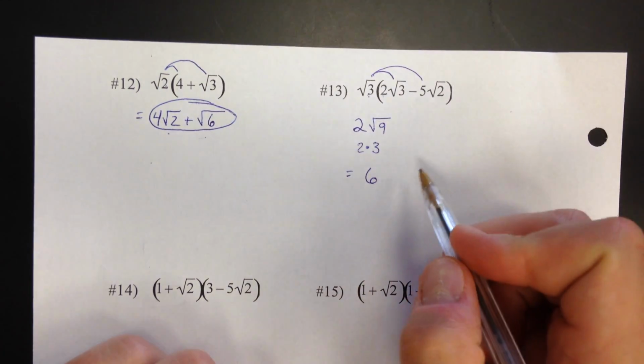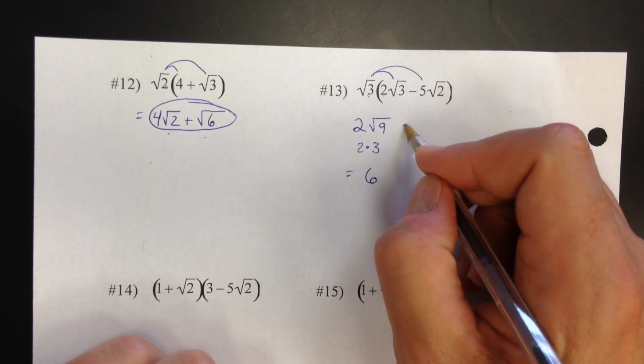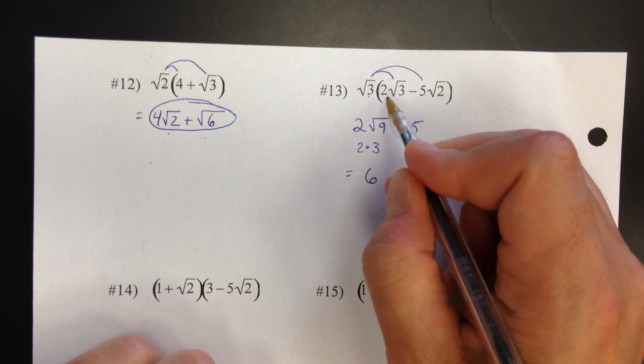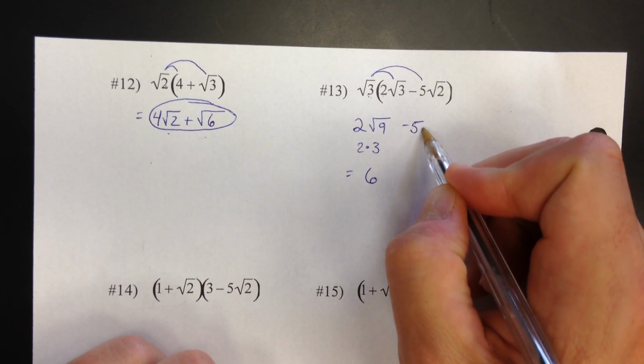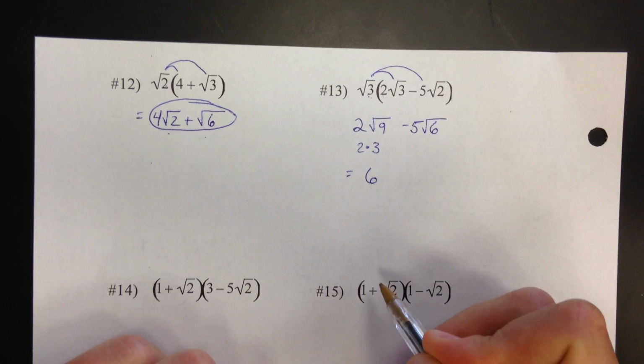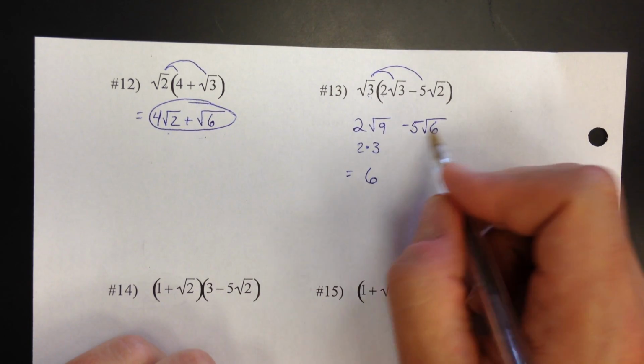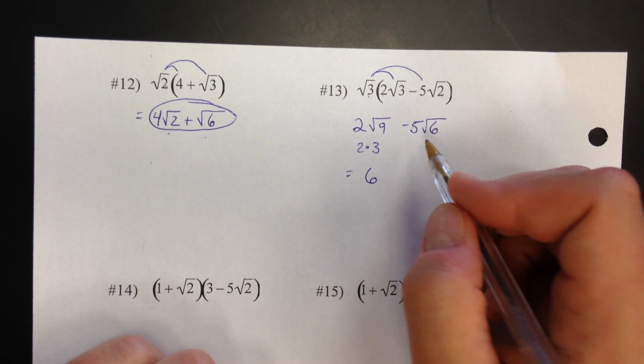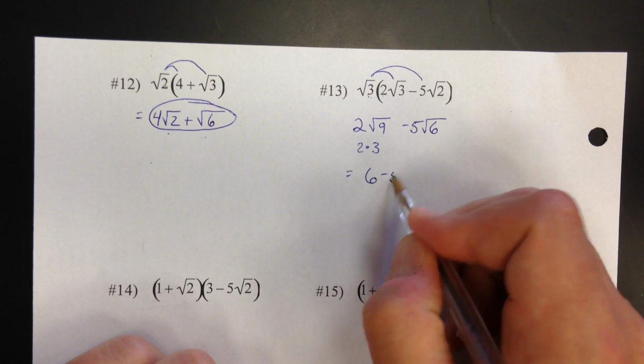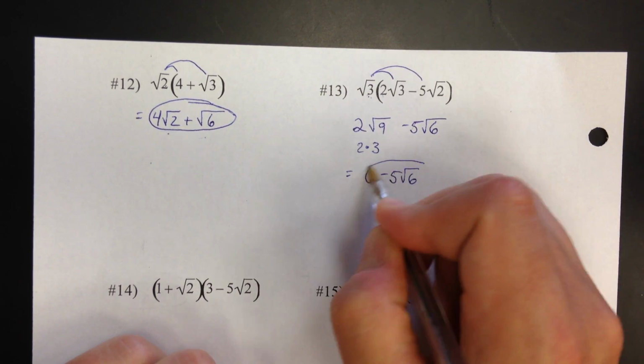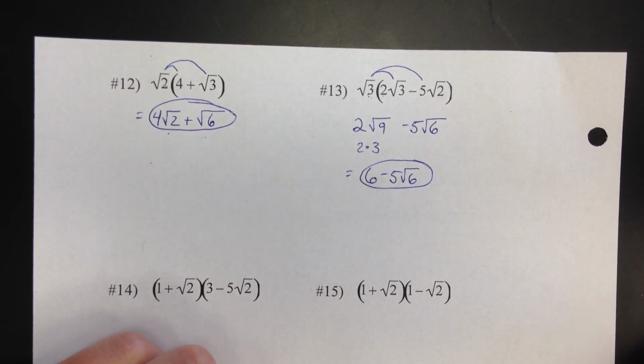Then we distribute here. Minus 5 is going to stay the same. And this will be square root 3 times square root 2, which is square root 6. Now you can't do anything with that, so our final answer is 6 minus 5 root 6. And that's as far as you go.